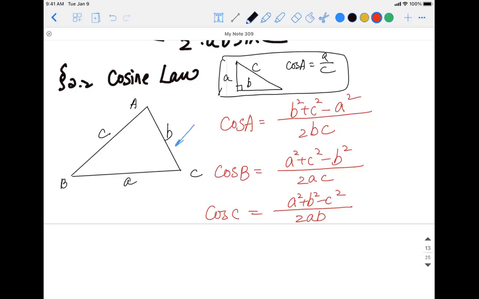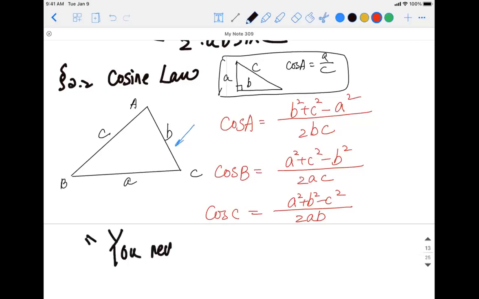But the cosine law looks a little bit difficult to remember, right? You have A squared, B squared, C squared, and they look so much the same. Is there any shortcut for you to remember the cosine law? You can use a very quick way.